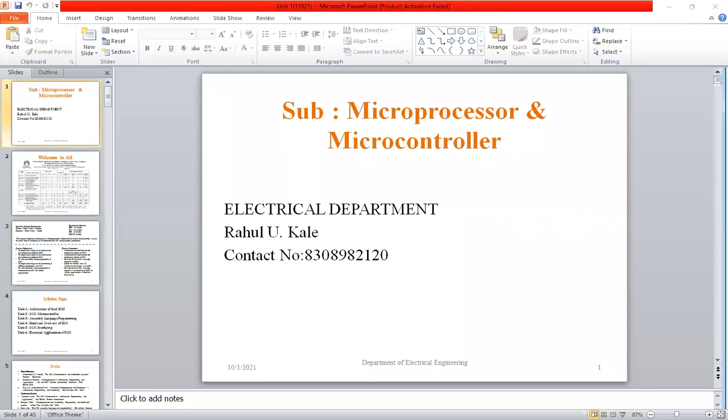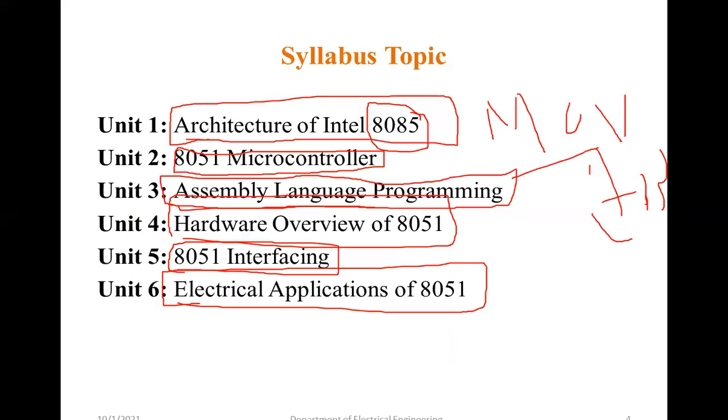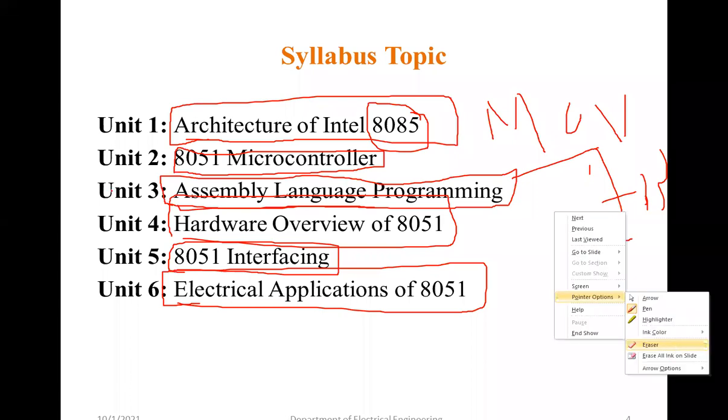Okay, so we will start. If you have any doubts or if you do not understand anything, then tell me. This is the first part of your syllabus. We are discussing 6 units in your syllabus. It's a very easy topic. This is your easy topic.